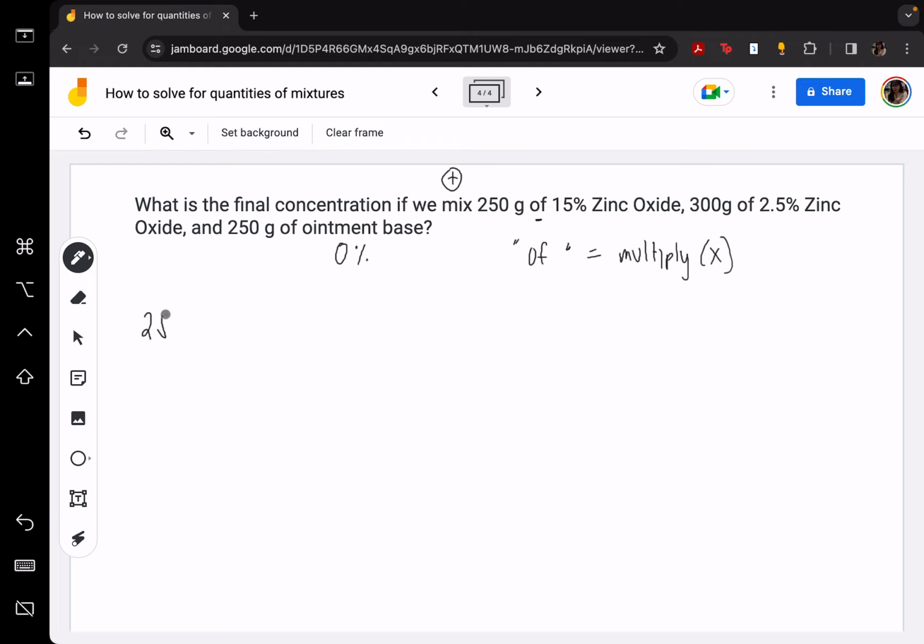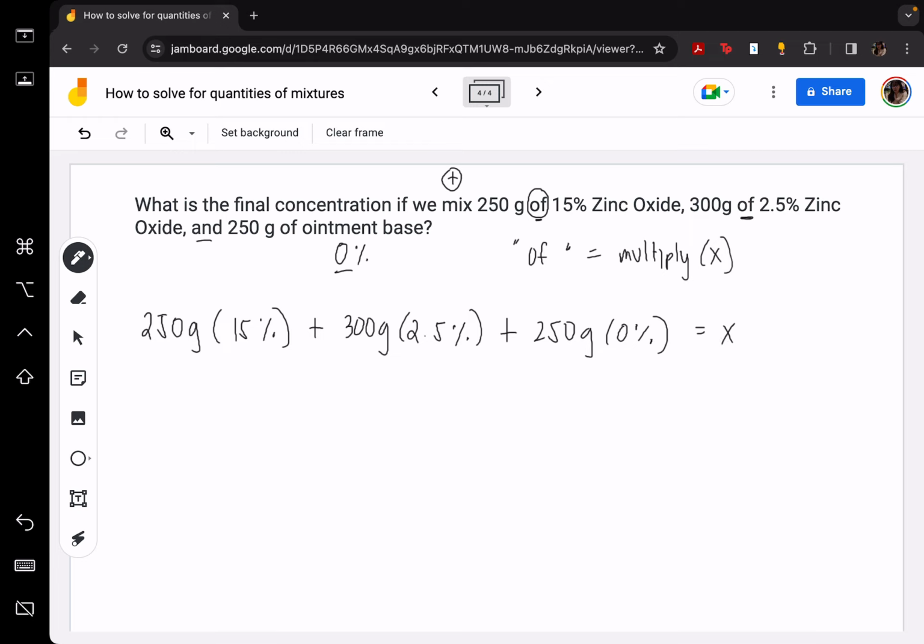Okay, if we mix 250 grams times 15%, we mix, so we put plus sign. Next pair, we have 300 grams of 2.5%, and the last one is 250 grams, and since it's 0%, let's put it 0%. Okay, and then you have your x. You don't know the concentration, but you already know the amounts. You simply add 250, 300, and 250. So the concentration is unknown, but you know the quantity of the final preparation. It's the sum of all the quantities of its raw materials.